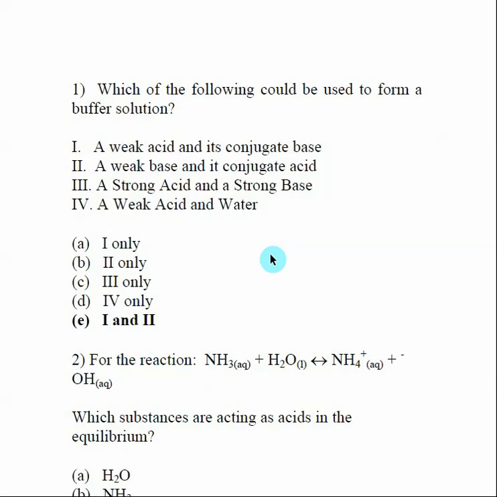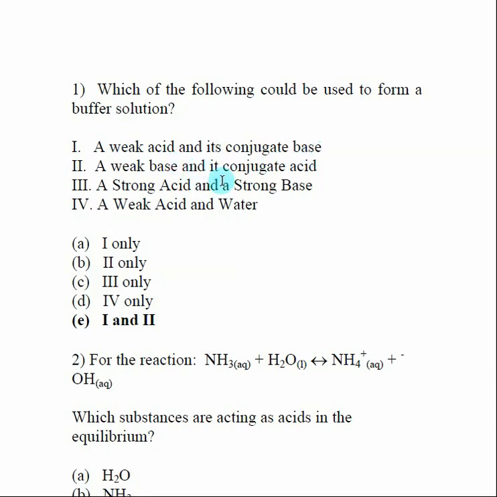So remember, to make a buffer solution, you need an acid and a base, and they need to be in equilibrium with each other. So we need an acid and a base to counteract any additions of acids or bases to a solution. So when we look at this, answer one is the classic buffer solution, where it is a weak acid and its conjugate base. So we have both of these, an acid and a base, and they are in equilibrium with each other. So number one would make a good buffer.